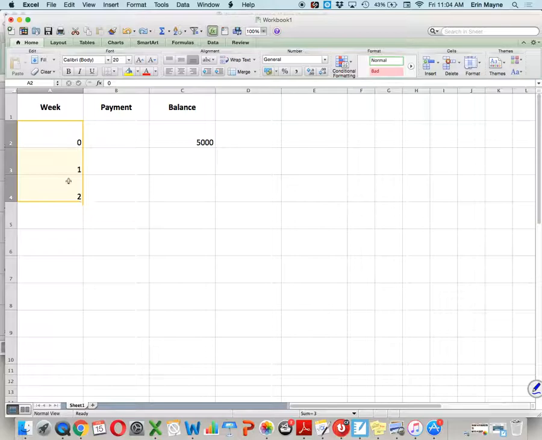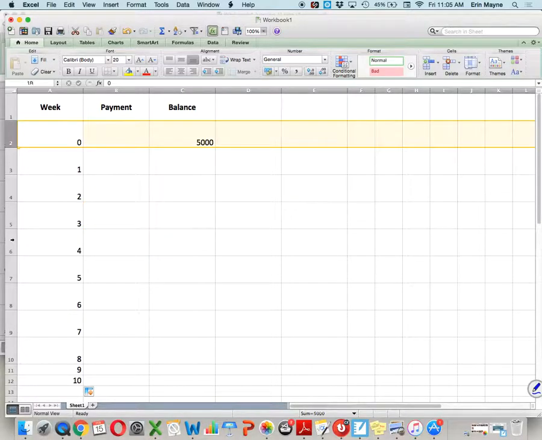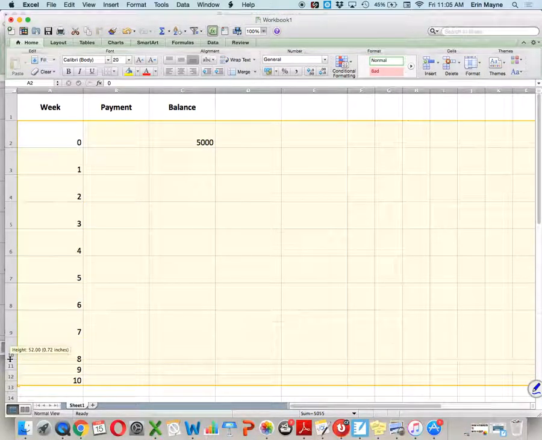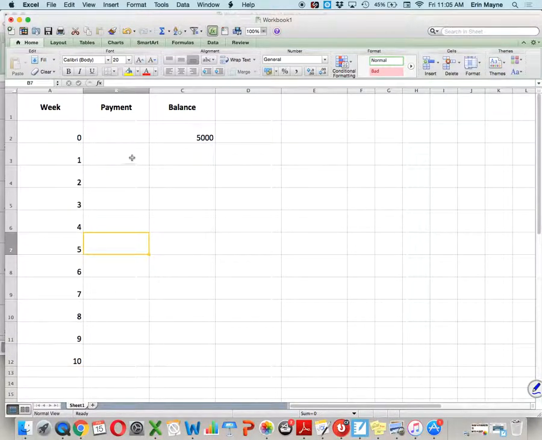I take the cursor guy, I pull him to the bottom right-hand corner, and then I pull it all the way down so that I get enough. And when you have a 30-year loan, which is 360 payments, you for sure do not want to do that. Okay, so the next thing we're going to do is talk about the next column.